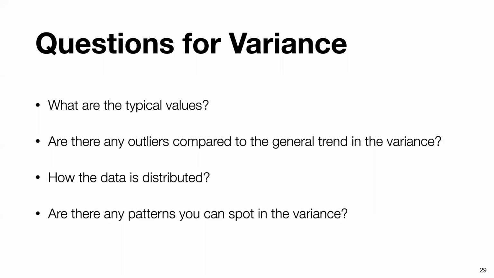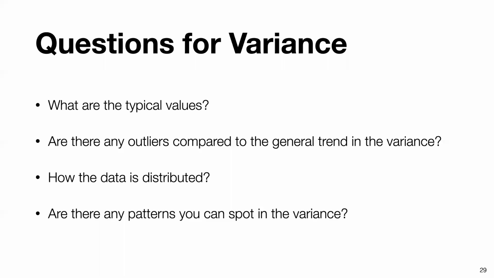Typically, here are the questions to have in the back of your mind when you visualize the variance. What are the typical values? For example, monthly income is around 6,000, or between 4,600 and 6,000 are the typical income. We don't know. Are there any outliers compared to the general trend? Are there a few people getting paid super high, or super low income? And how is the data distributed, meaning what is the shape of the data when we start visualizing?